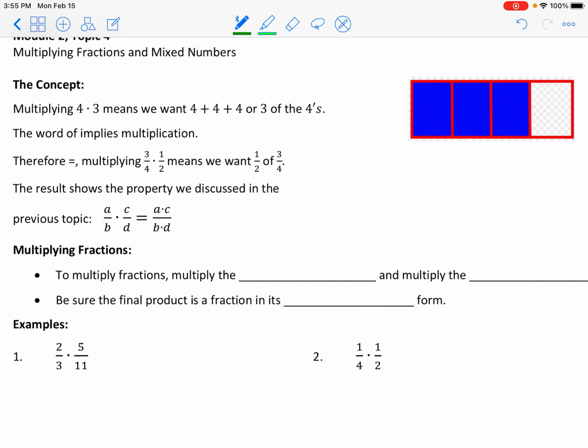Hello and welcome to a lesson on multiplying fractions and mixed numbers. So I want to relate this back to a process that we've seen before, which is multiplying whole numbers.